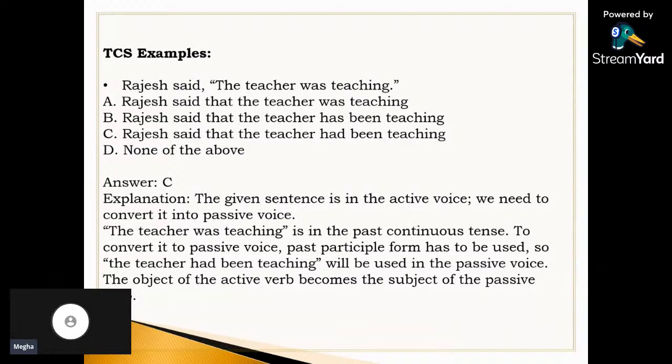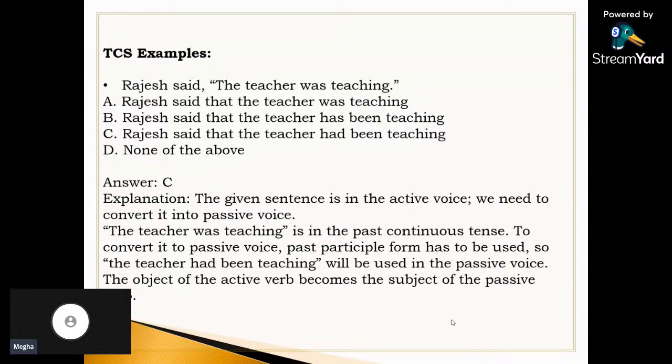Rajesh said the teacher was teaching. See how it is, correct? Rajesh said that the teacher was teaching. Rajesh said that the teacher has been teaching. Rajesh said that the teacher had been teaching. None of the above. See how you have to change here active to passive voice. See the explanation. They say option C is the answer.